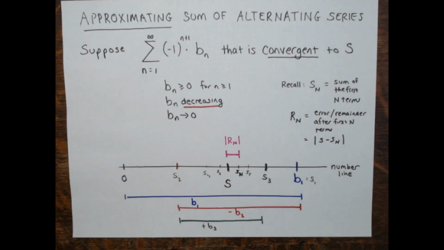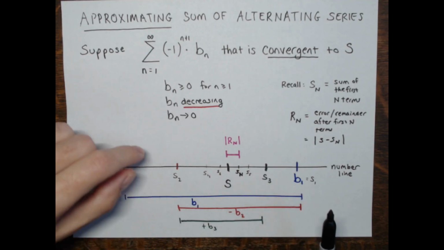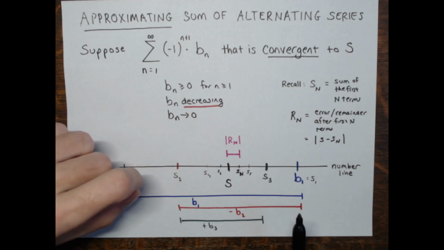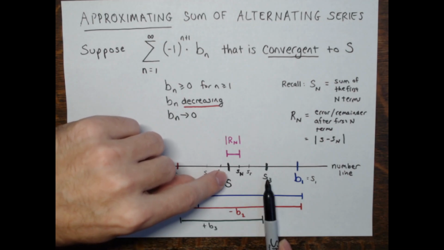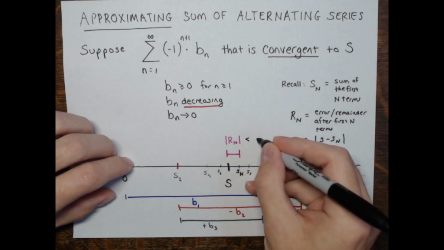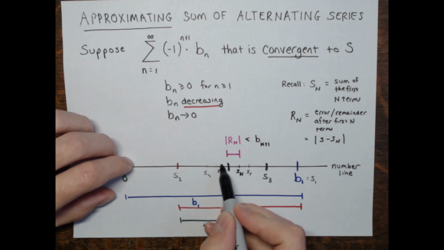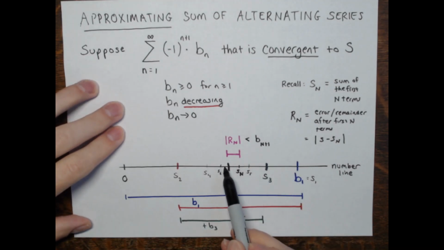And if you've been noticing this error, see how R1 was smaller than B2, and here's S3, or sorry, S2. R2 would be the distance from S2 to S, and that was smaller than B3. And then from S3 to S, that would be smaller than B4. This would be smaller than B sub n plus 1, because I would go from Sn, say, and then subtract b sub n plus 1. And that'll be smaller than the previous term.